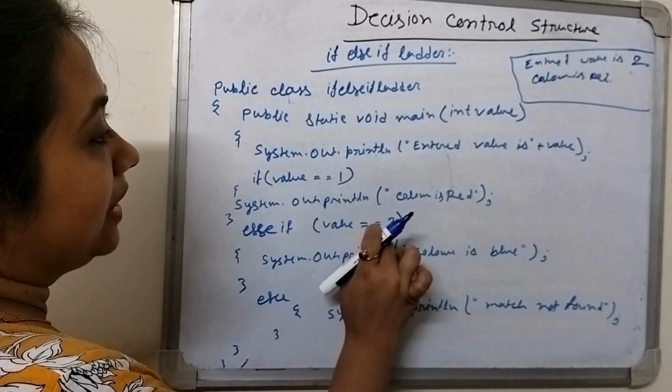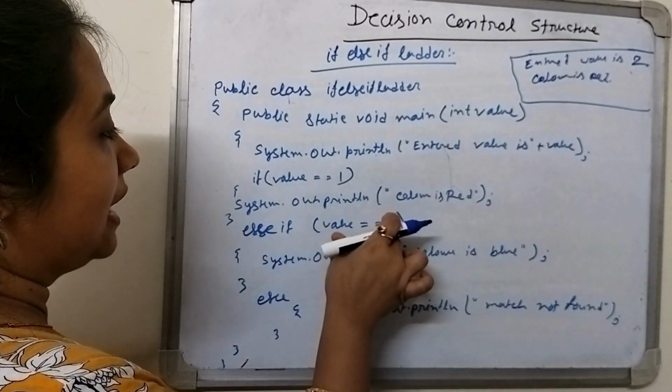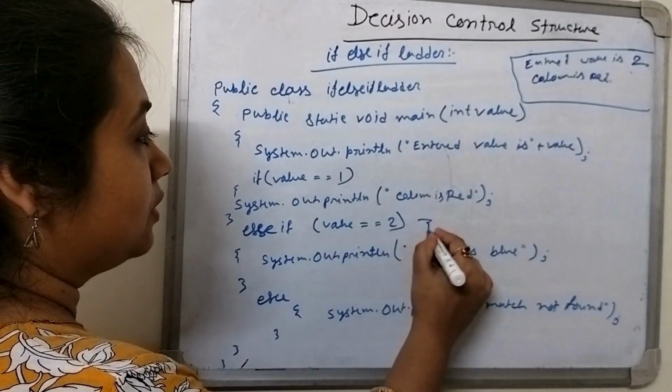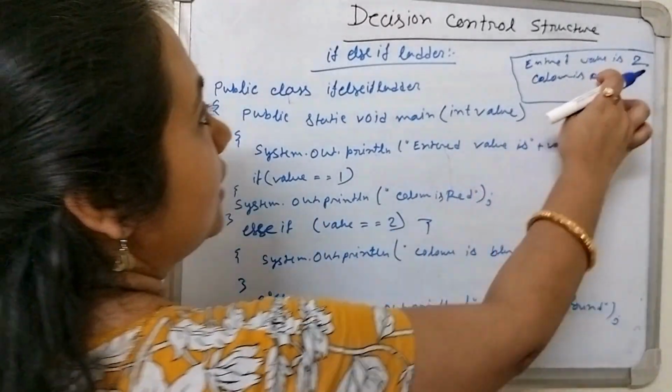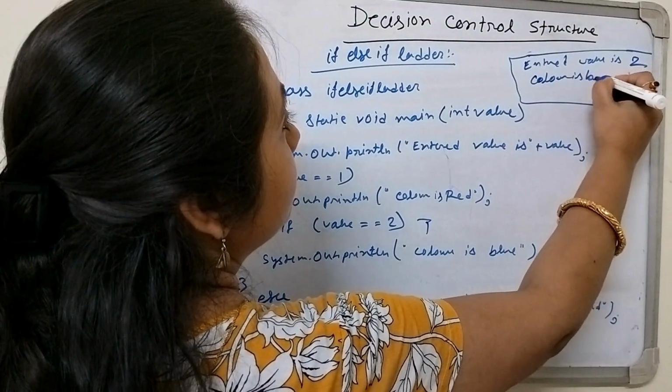Else if value equals 2 matches, that means this else if portion is true, so this portion will be executed, so the color is blue.